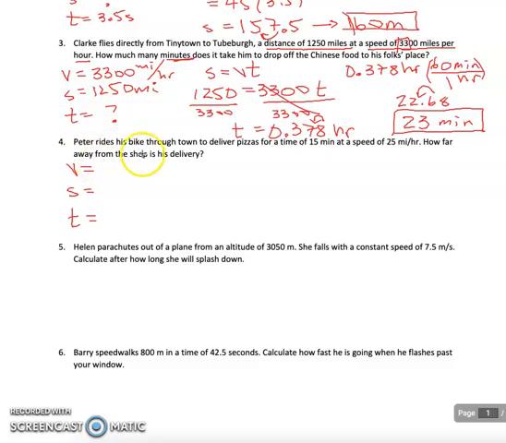All right, Peter rides his bike through town to deliver pizzas. We have a food theme here. Time of 15 minutes, speed of 25 miles per hour. Notice that we have minutes and hours mixed here. This is not allowed. We're going to have to do a unit conversion. 15 minutes and a speed of 25 miles per hour. How far away from the shop is his delivery?